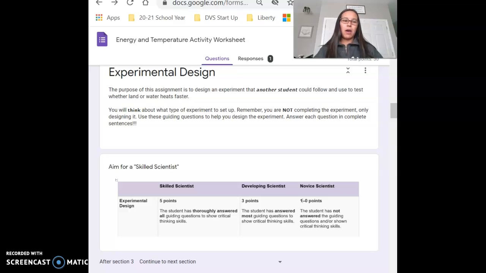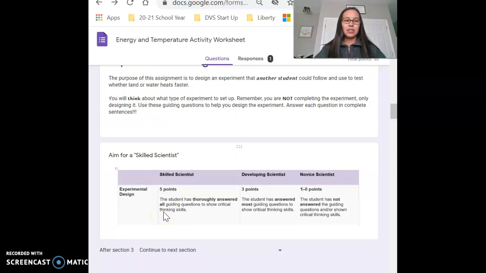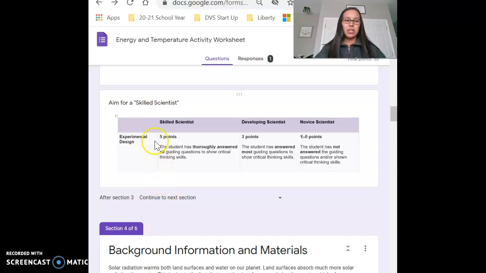So you will think about what type of experiment to set up. Remember, you're not completing the experiment, only designing it. So you're going to use these guided questions to help you design the experiment. Answer each question in complete sentences. Our goal is to become a skilled scientist.